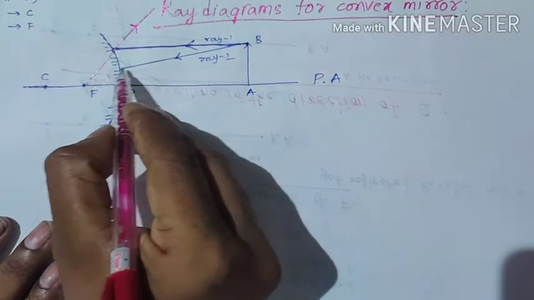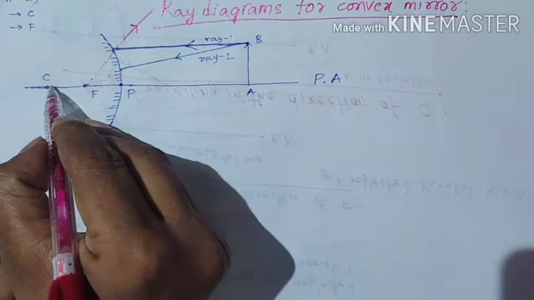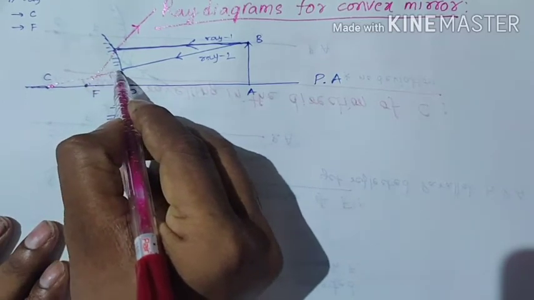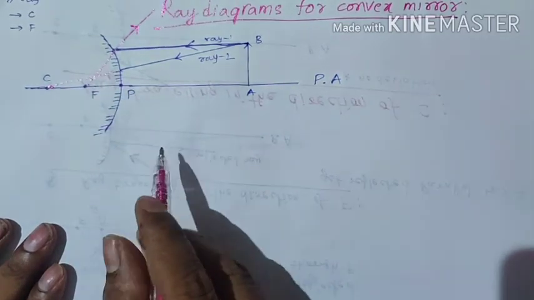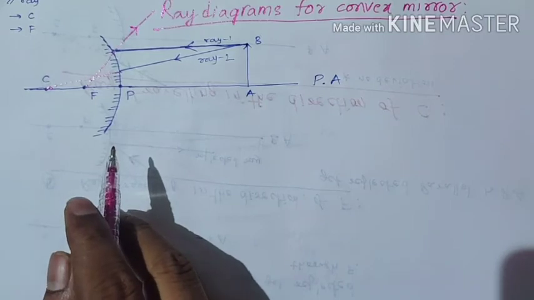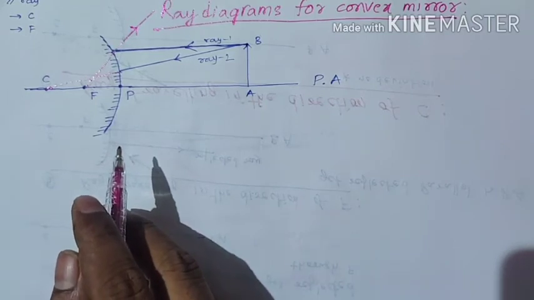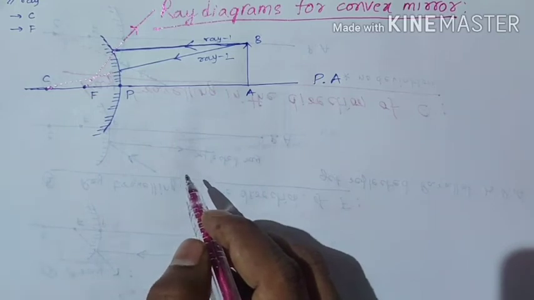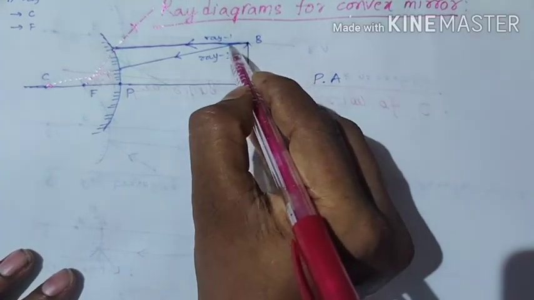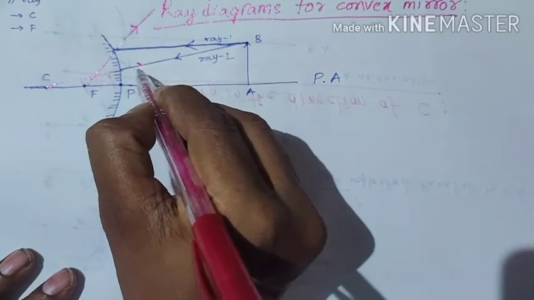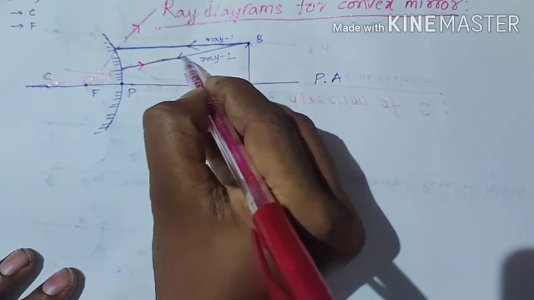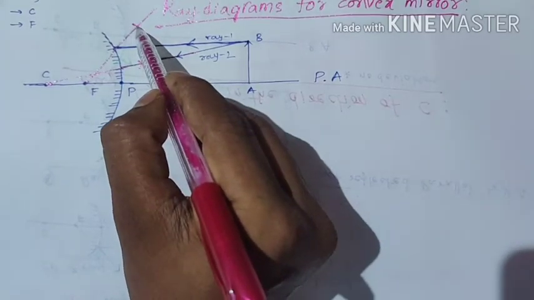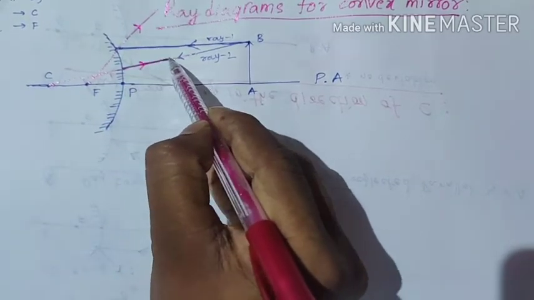So now see the second ray. You know that any ray passing through center of curvature will always take the same path, will be reflected in the same path. So that means this second ray will be reflected in the same path. So thus we got two reflected rays. This is the first reflected ray, this is the second reflected ray.